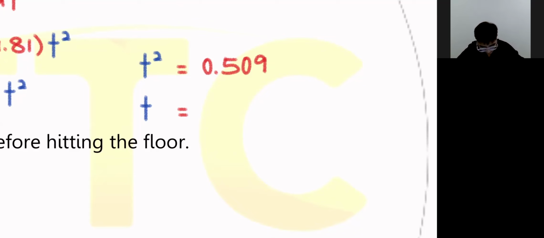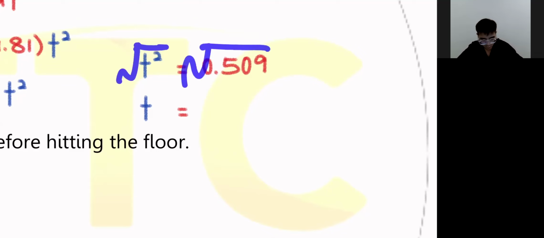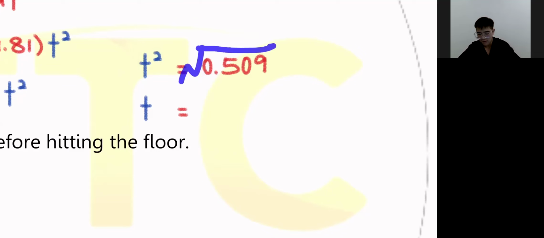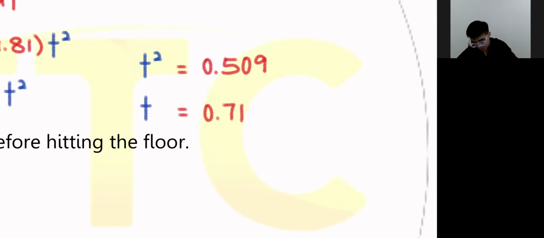So to get t, now this is not the answer for t yet, because the answer 0.509 is equal to t squared. See the square? The question is asking you to find the time, not the square of the time. So you have to square root both sides. Square root of t squared will be t. Square root of 0.509 will be 0.714 seconds. If you want to write 3 decimal points, also can. Then remember the unit, seconds.